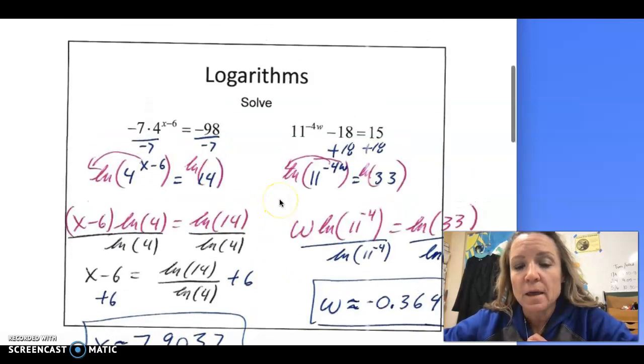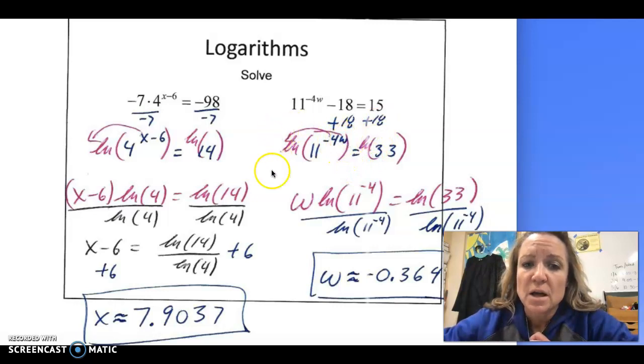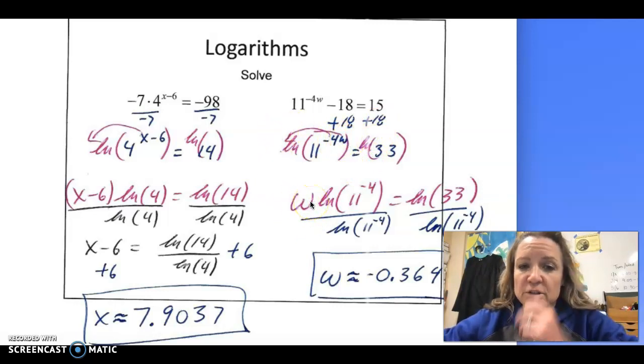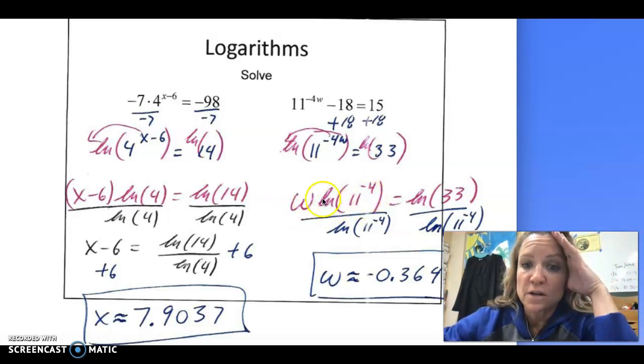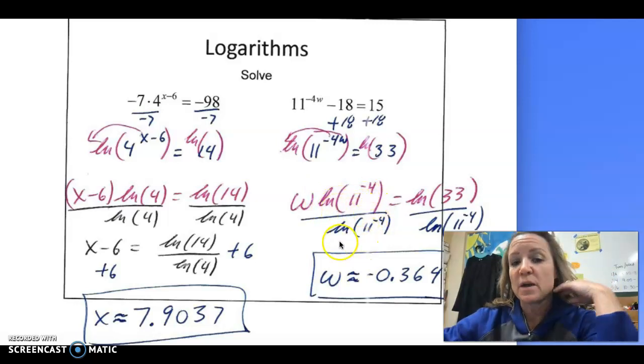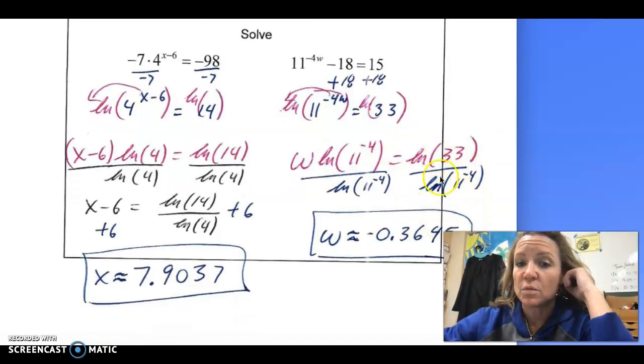Okay? On the right, we have 11 to the power of negative 4w minus 18 equals 15. So to isolate that variable, add 18 to both sides. And we're going to take just the w part of the exponent and move it out, because that's what we want to isolate for this one. And just leave the 11 to the negative 4th and take the natural log of both sides. That way we can divide both sides by the natural log of 11 to the negative 4th power, which over here will get you a decimal, and over here they'll cancel.